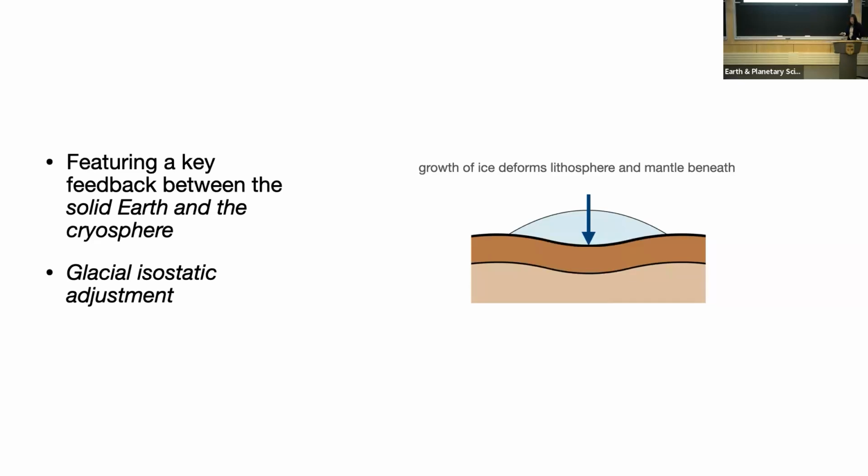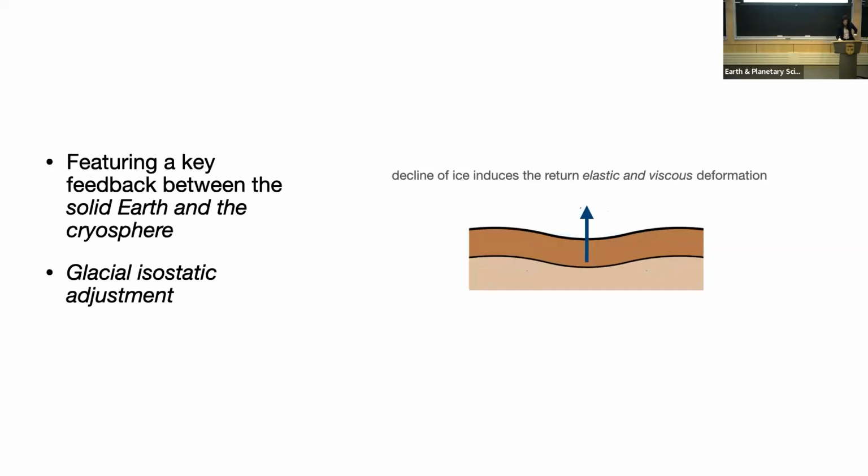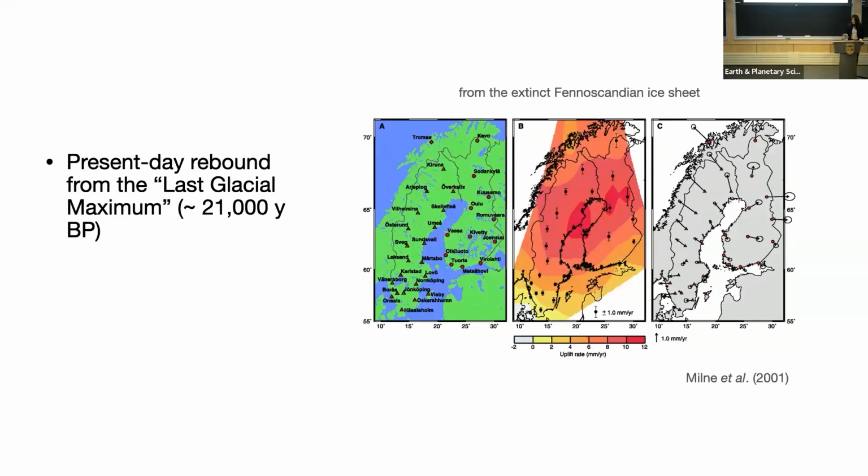Under the load of an ice sheet, the lithosphere, here this tectonic plate, and the mantle beneath will warp downwards, causing subsidence of the crust. The reduction of the ice sheet, the reverse of growing an ice sheet, will drive return flow. And so the crust will rebound as the mantle fills that pressure void. This can involve both elastic and viscous responses, so it's very time scale dependent. And we see this happening today.